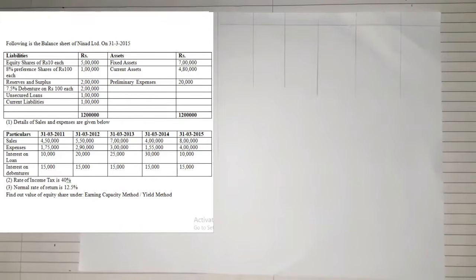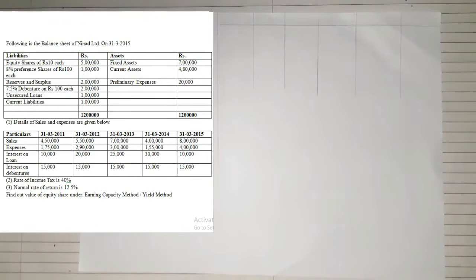Okay, now let us see the second sum. Okay, now let us read the question. Now this is a different variation in the sum. From the following balance sheet of Ninad Limited, they are giving you liabilities. Under liabilities, they are given as preference shares. There are debentures and assets have been given to us.